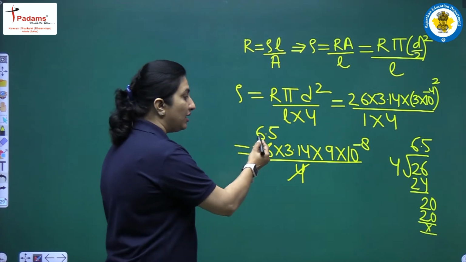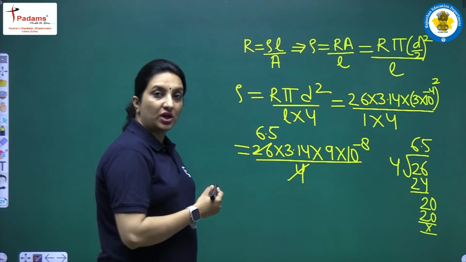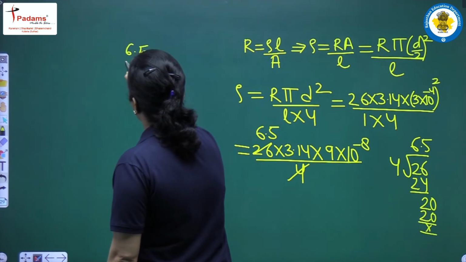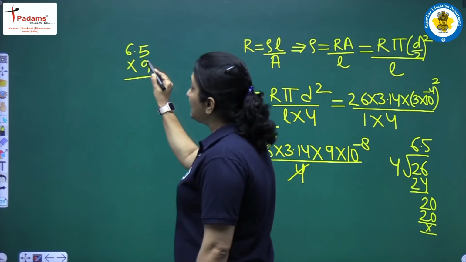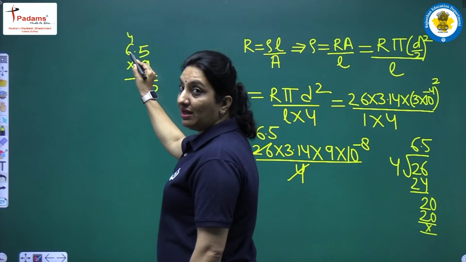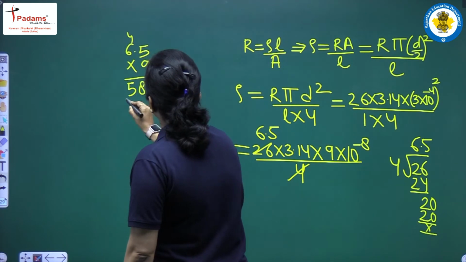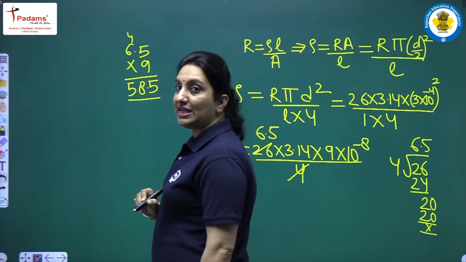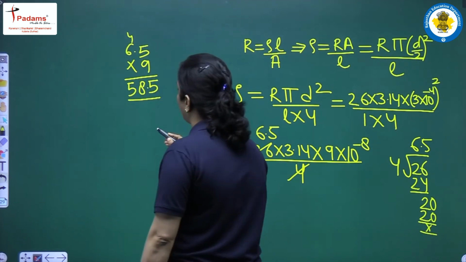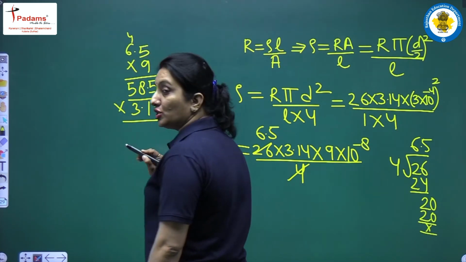Now first we need to multiply these quantities. So let's first multiply 6.5 into 9. So students, 9 5s are 45, so I'll have a 4 over here. 9 6s are 54, 54 plus 4, I'll get 58. So the decimal was here, so I'll have 58.5. Now this 58.5 has to be multiplied by 3.14.